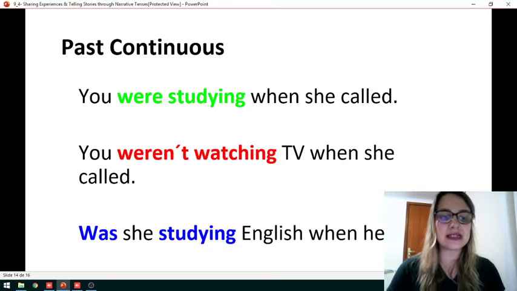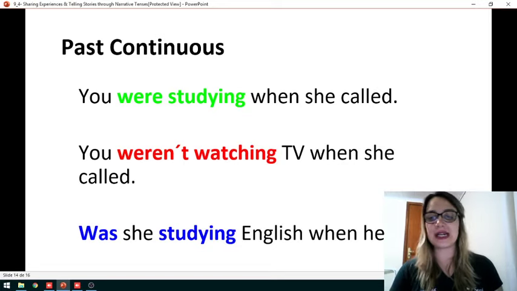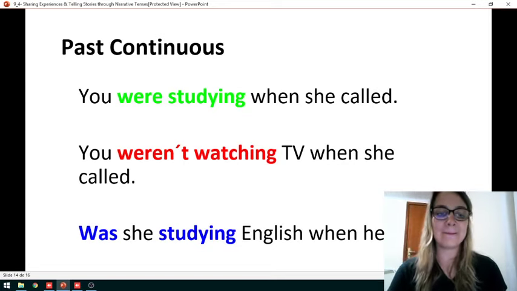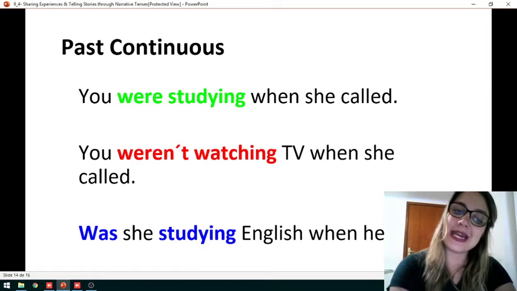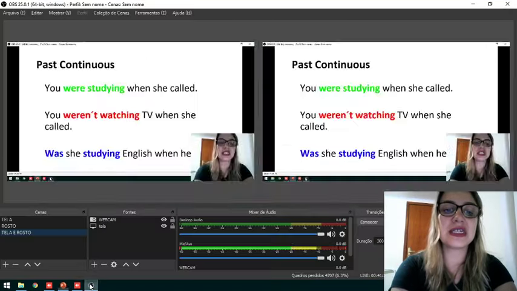And then if I want to ask a question, we can say, for example, was she studying English when he called? Now, if I have this question, was she studying English when he called, how do I give my yes or no answer? Do I say yes? Yes what? Yes she was? Or yes she's studying? How would I answer this question? Was she studying English when he called? Would I say yes she was or yes she studying?